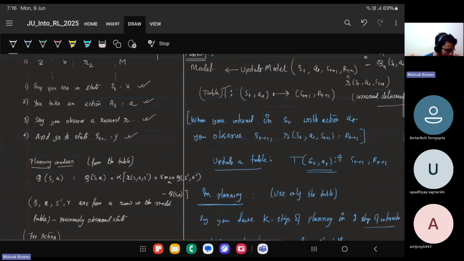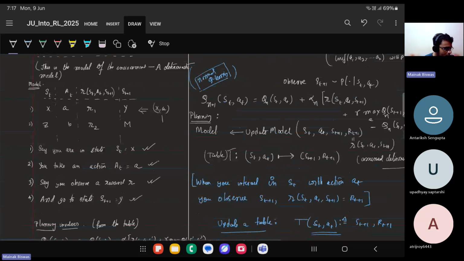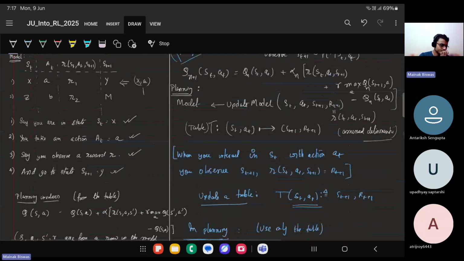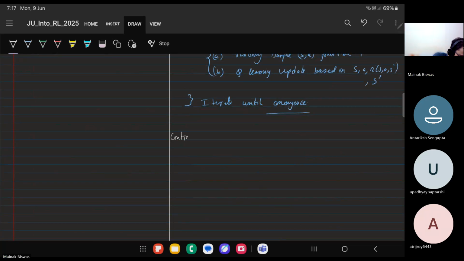So basically there are two components to it. There is a model of the environment, on which you do planning, and on the real experience you do real Q learning. That's the idea. So as you were saying, this is tabular, so for a continuous setting, what will you do? Give me some ideas. These are open questions at the end of the day. Continuous state space.